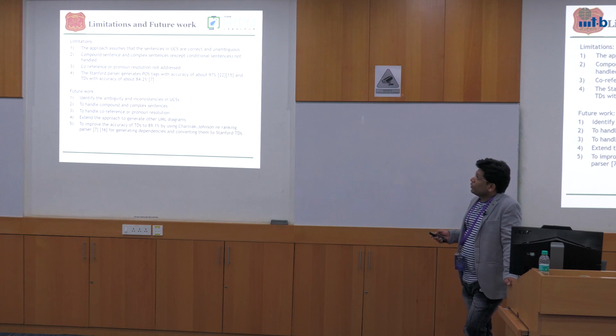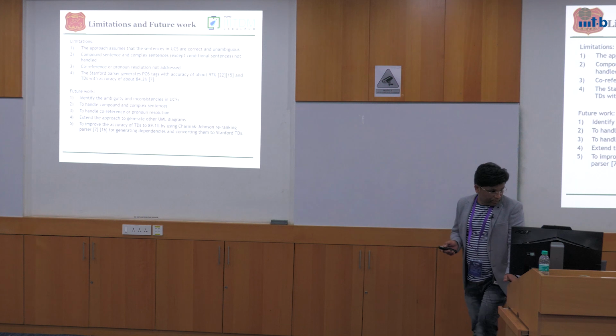So we used the Stanford parser. Its accuracy for POS tagging was 97% and its accuracy for type dependencies was 84.2%, evaluated for all kinds of sentences. But in our case, as we were giving only correct sentences as input, and most of the sentences are simple sentences, our approach is able to get more accuracy as compared to this base accuracy of the Stanford NL parser.